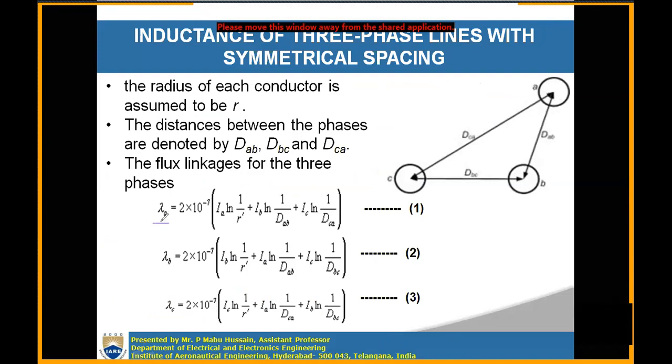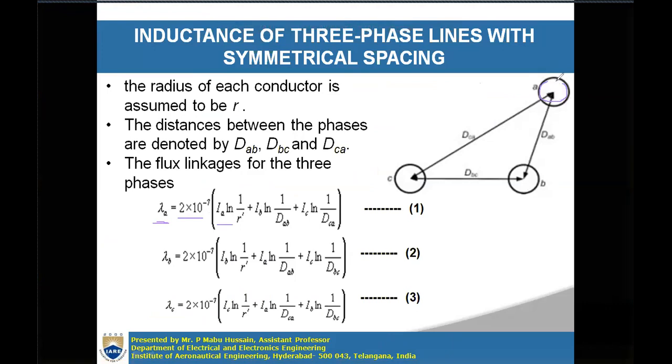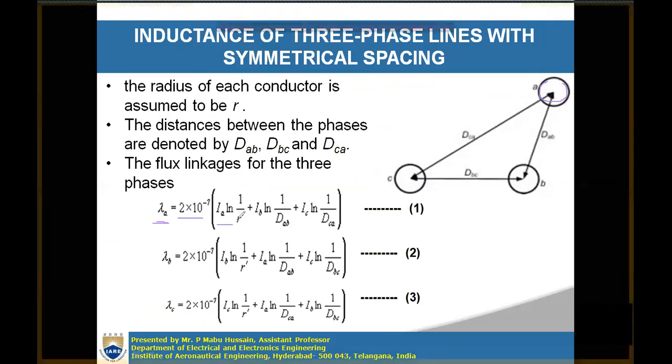We are writing the flux linkages for conductor A, which is equal to 2 into 10 power minus 7 times the current flowing through IA itself. Those flux linkages are IA into ln 1 by R dash. So you have to take the self distance, which is the geometric mean radius of that particular conductor.